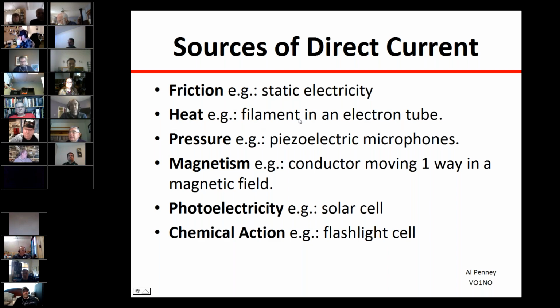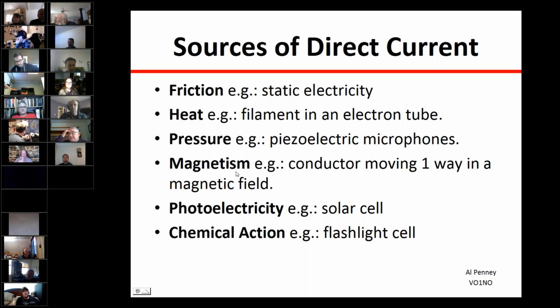You can get it from heat. So you take a filament in an electron tube. We'll talk more about electron tubes in a later chapter. When you heat it up, it emits electrons, and those electrons form a direct current. You can get it from pressure. Piezoelectric microphones are just made up of a crystal that, when you apply pressure to it, actually generates a direct current.